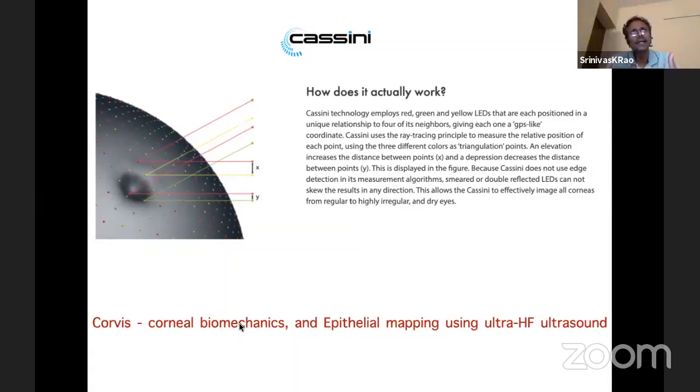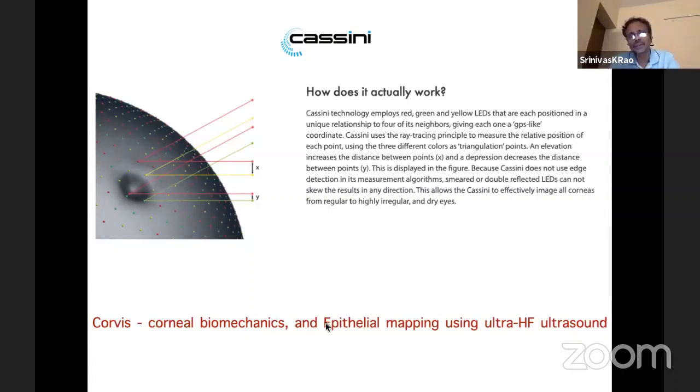believed to increase the ability to detect a cornea at fault, because keratoconic corneas also have some biomechanical changes, so they are not as rigid as normal corneas, and the Corvis can have certain parameters like corneal stiffness, resistance factor, and so on, which helps you pick it up.